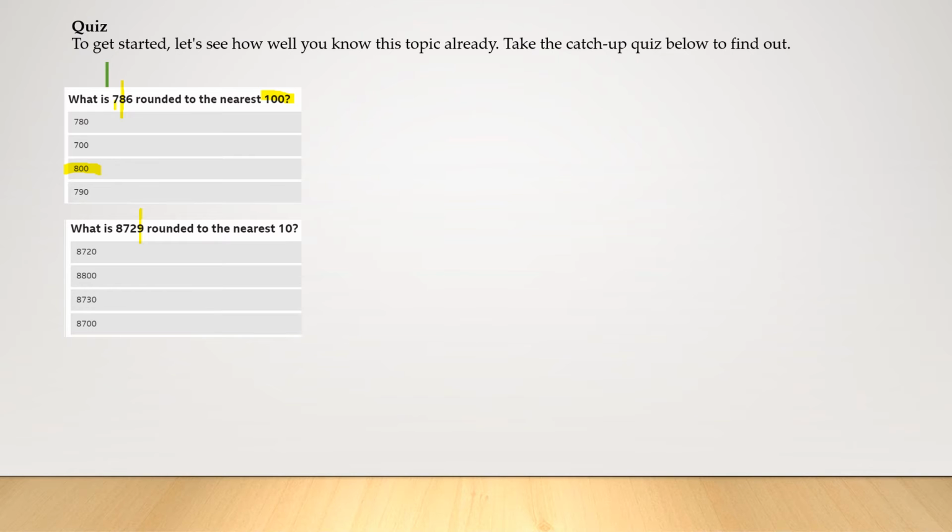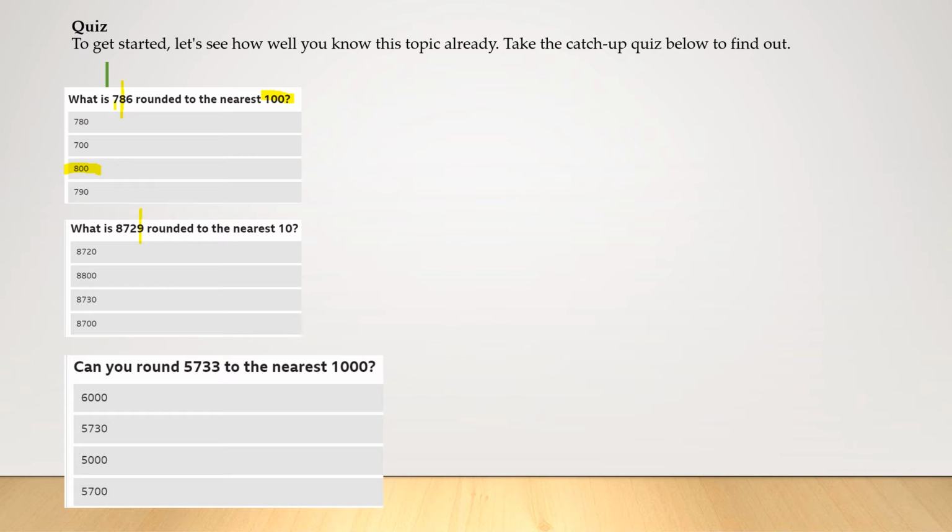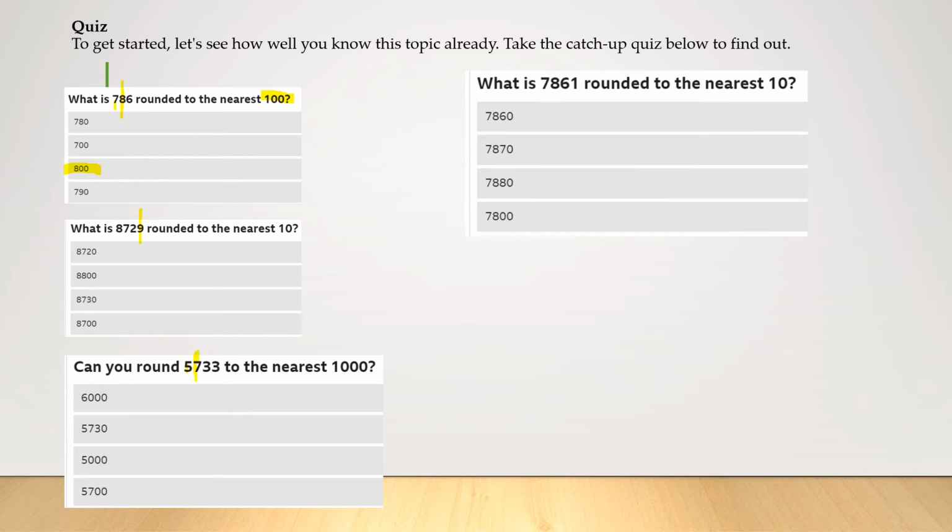I'll show you the answers at the end. Third question, can you round 5,733 to the nearest thousand this time? So I'm in 5,000, 6,000 is the thousand after. I look at the hundreds column, what's that telling me to do?